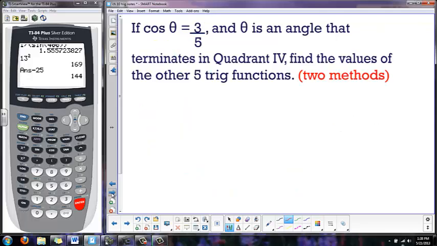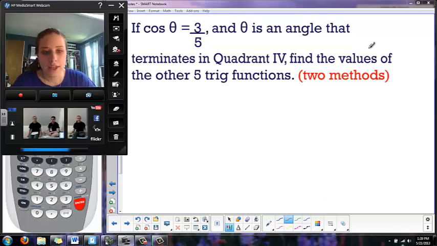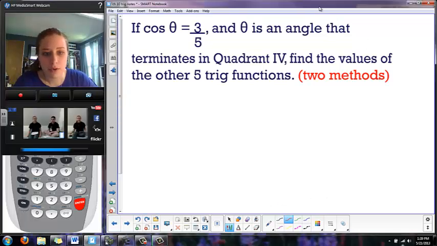Alright, if cosine theta is equal to 3/5 and theta is an angle that terminates in the fourth quadrant, find the values of the 5 other trig functions. Oh my gosh. Okay. I don't really know why she has two different methods written right here. We never use two different methods, so I'm not really sure.